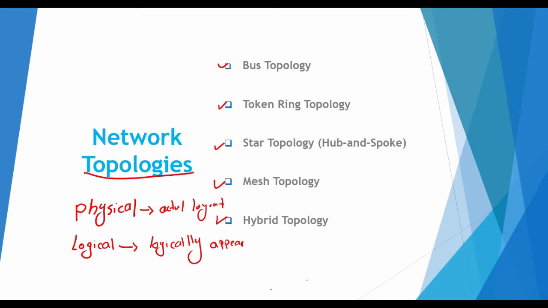Several topologies are in use on networks today. Some of the more common topologies are the bus, token ring, star, mesh, and hybrid topologies. Let's talk about each of these topologies.